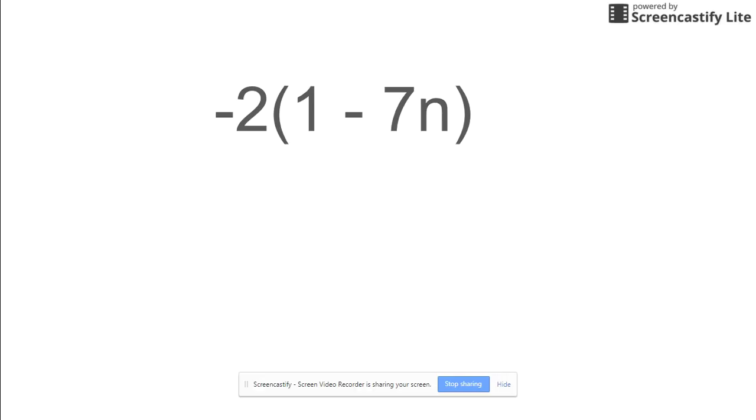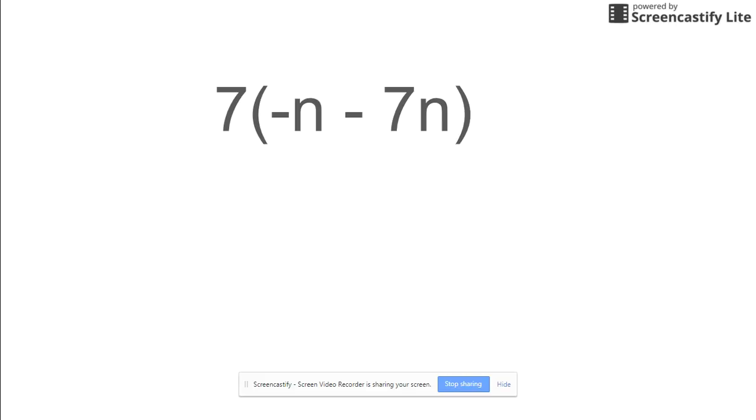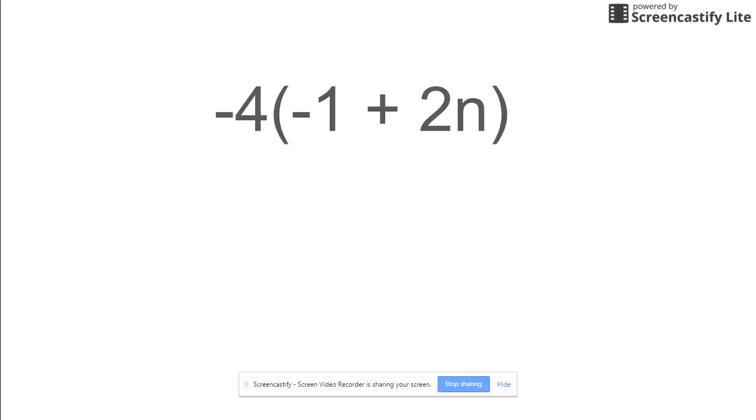All right, here's an example. -2, parentheses, 1 minus 7n. So do the first hump, which is -2, do the second hump, positive 14n. You are taking -2 times a positive 1 is a -2, and -2 times a -7n is a positive 14n. Here's a tricky one, 2 negatives. So go ahead and do the first hump and the second hump. And our last example, -4, parentheses, -1 plus 2n.